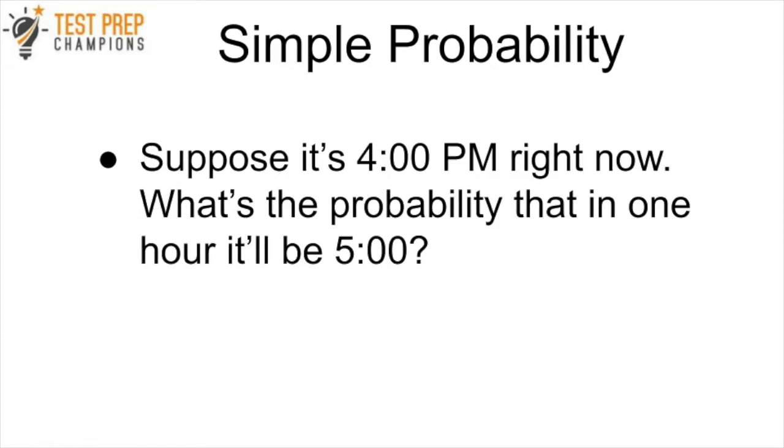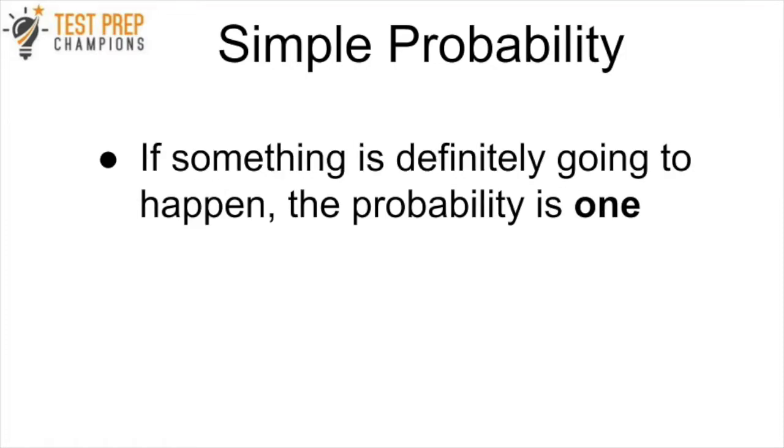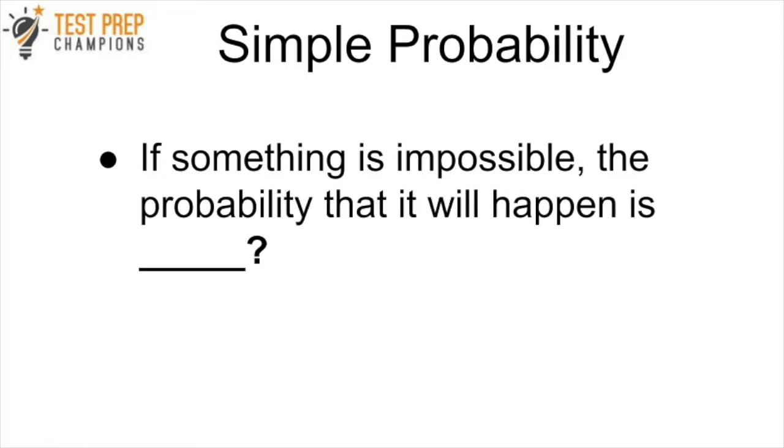Now, on the other hand, suppose it's 4 o'clock p.m. right now, because as I record this, it is about 4 p.m. What's the probability that in 1 hour it's going to be 5 o'clock p.m.? Well, unless we're living in a twilight zone or something like that, it's definitely going to be 5 o'clock in an hour. So if something is definitely going to happen, we say that the probability is 1. And most probabilities are going to fall somewhere in between 0 and 1.